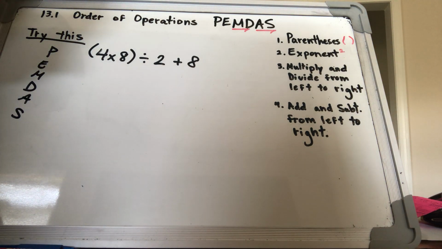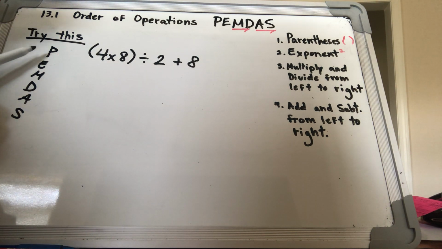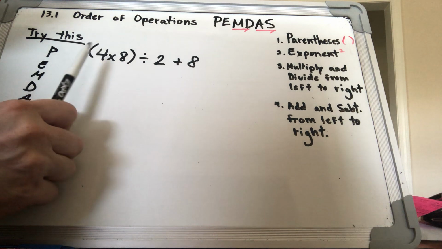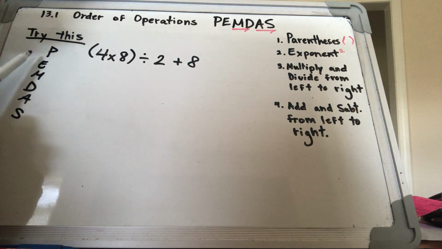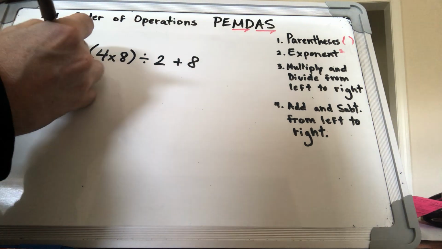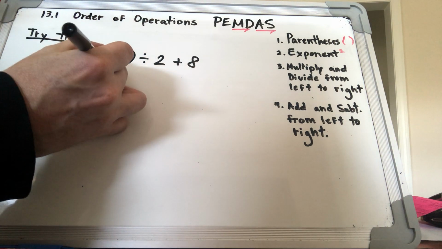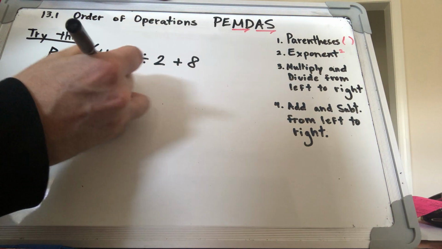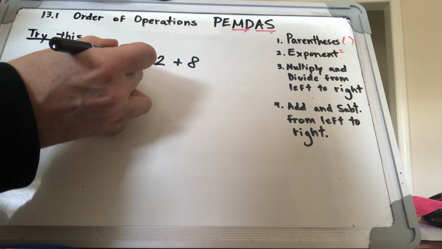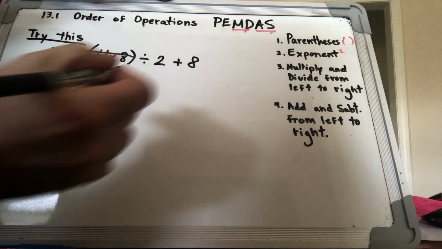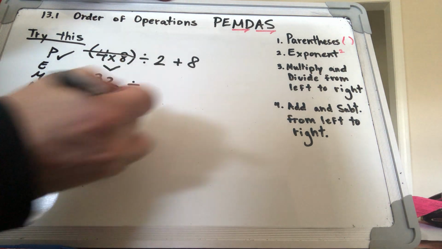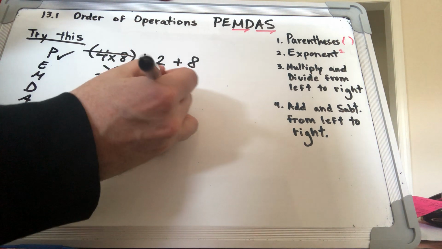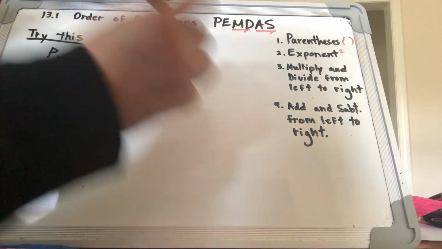So I'm going to follow the order of operations again. First, I'm going to do what's in parentheses. Although, yes, that's multiplication, but it's in parentheses, so I'm going to do that first. So parentheses, I'm going to check it off, and I'm going to solve what's in parentheses. 4 times 8 is 32. Okay, I've finished with that. Everything else falls down. The divided by sign comes down, the 2, the plus, and the 8.